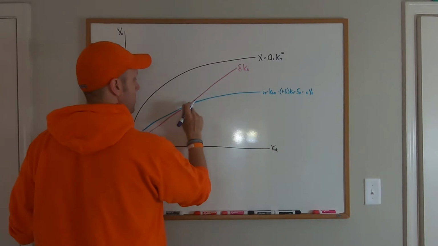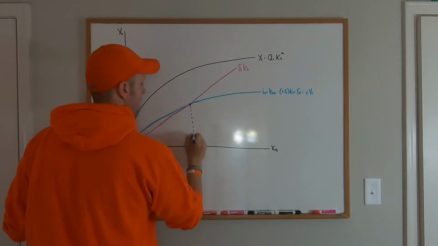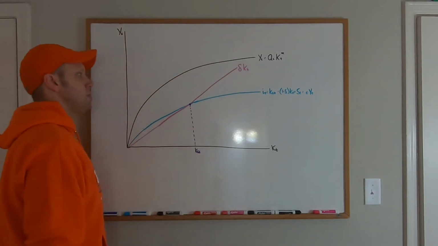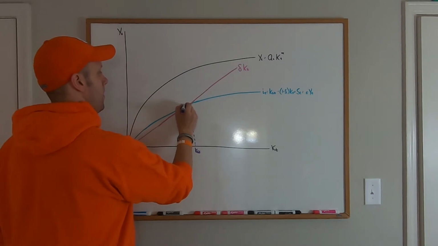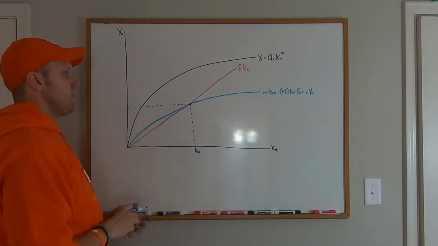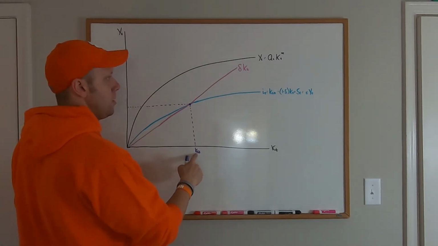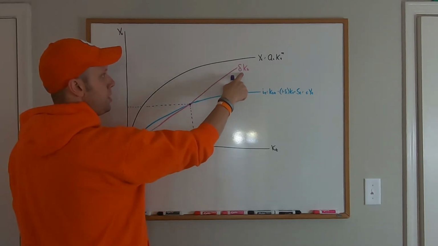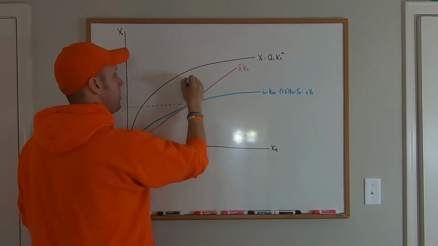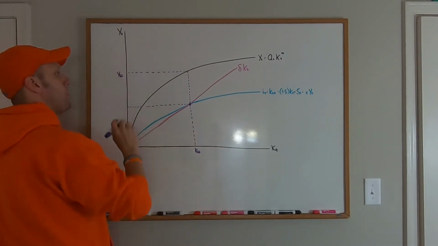Now the steady state occurs right here, where depreciation crosses the investment curve. And there's a steady state that's achieved here. However, I'm going to draw this dotted line up. So the steady state capital is reached when the depreciation line equals investment. But if I just draw this line up and then over, this is going to be steady state output.